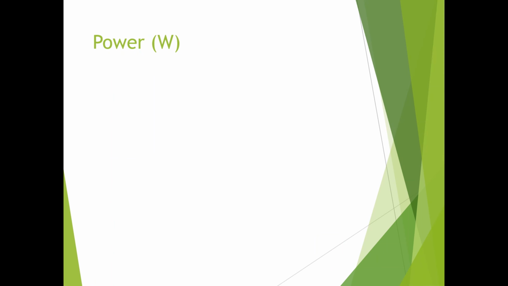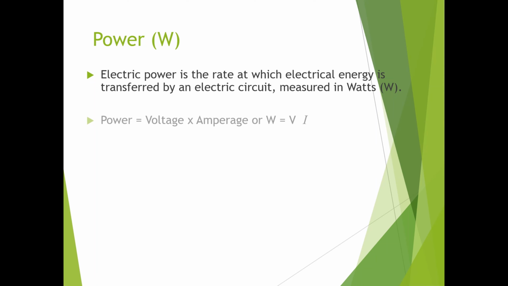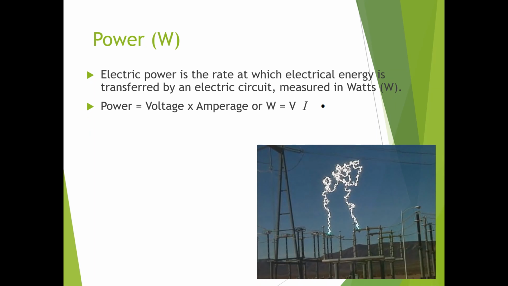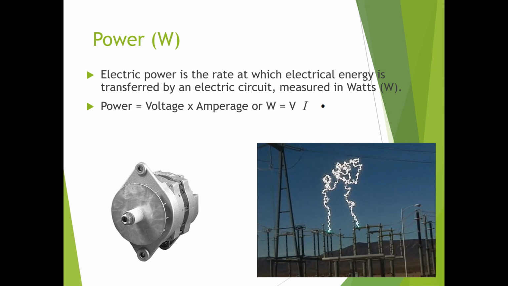Power, symbolized by W. Electric power is the rate at which electrical energy is transferred by an electric circuit, measured in watts. Power is equal to voltage multiplied by amperage, or W equals V multiplied by I.